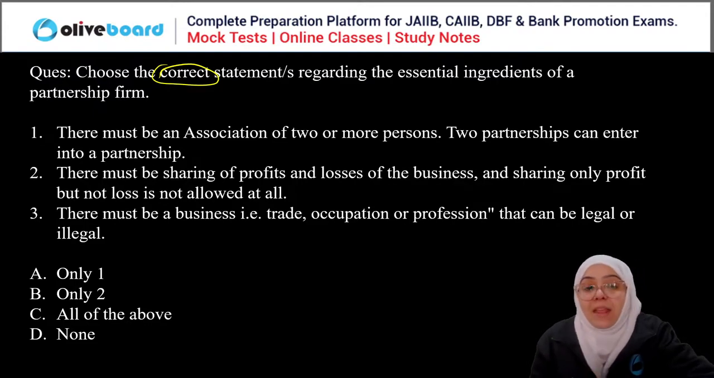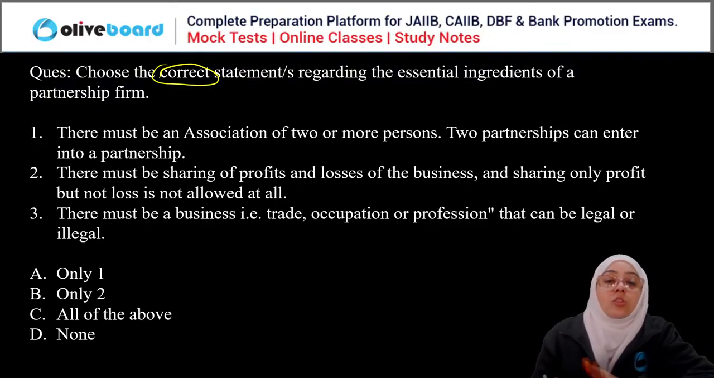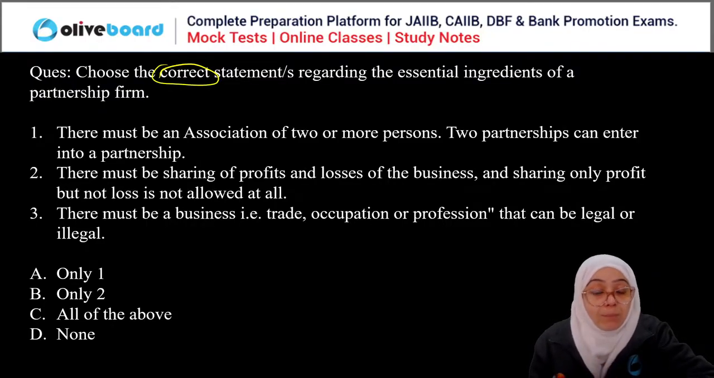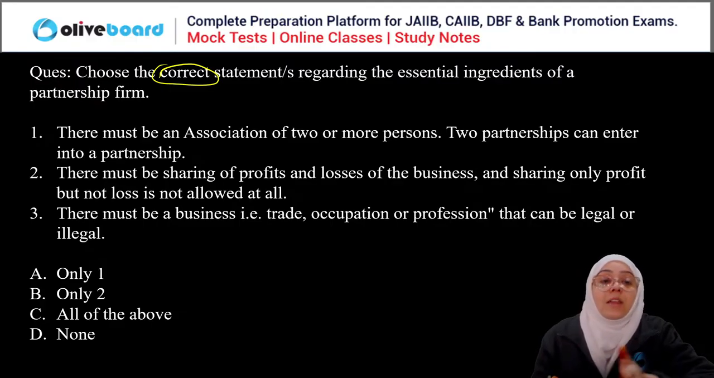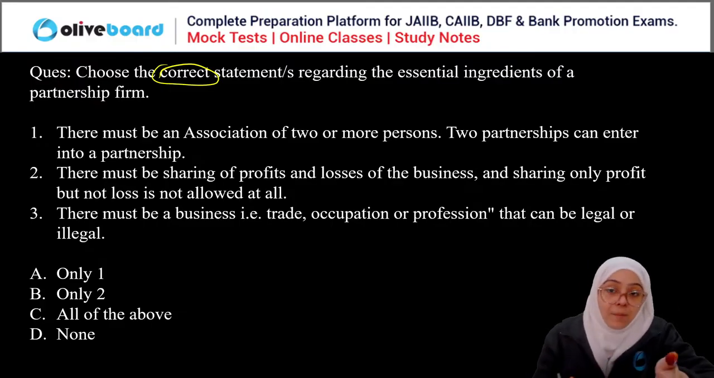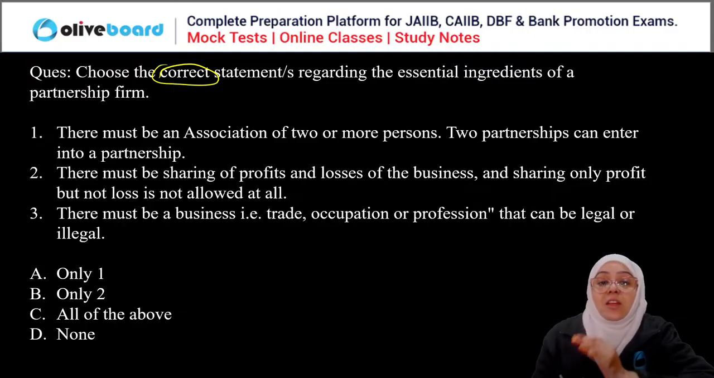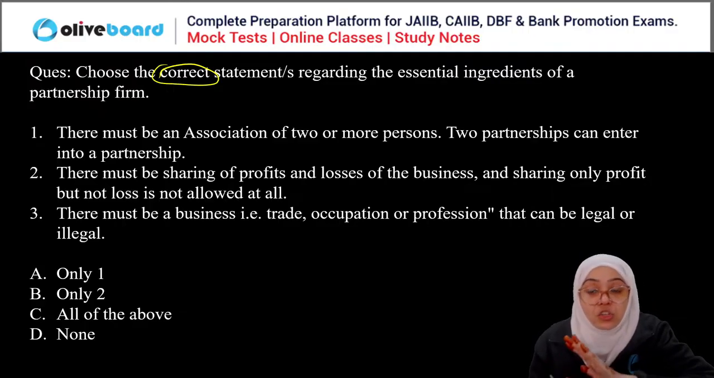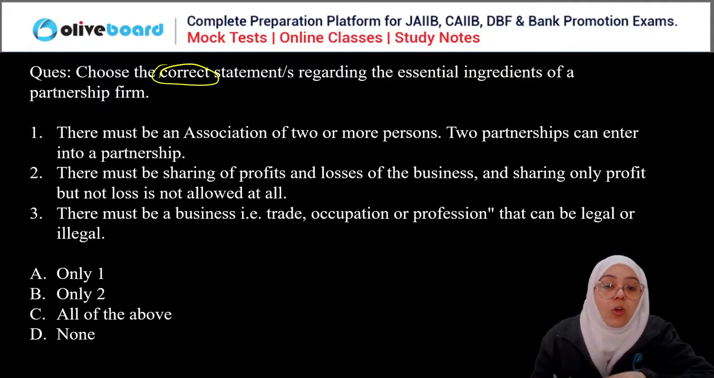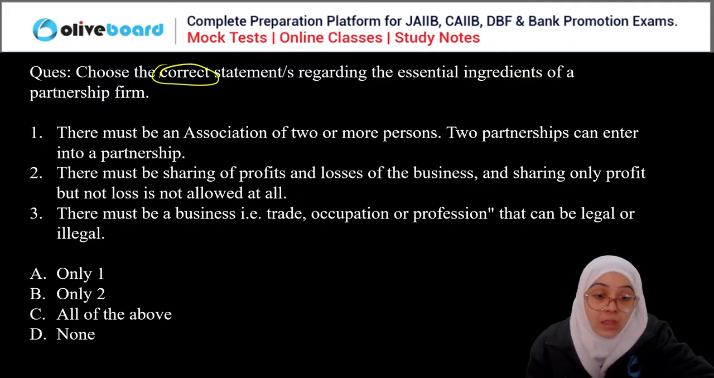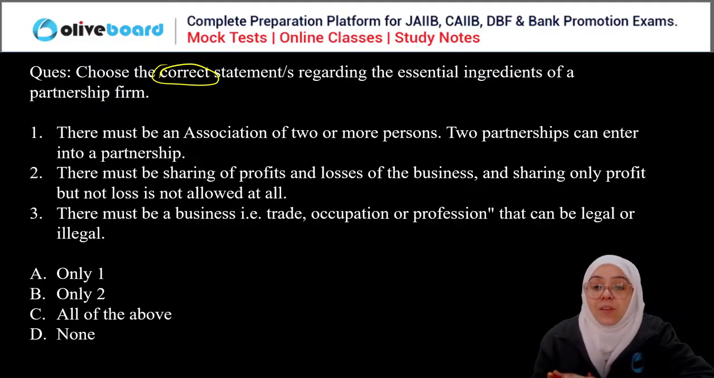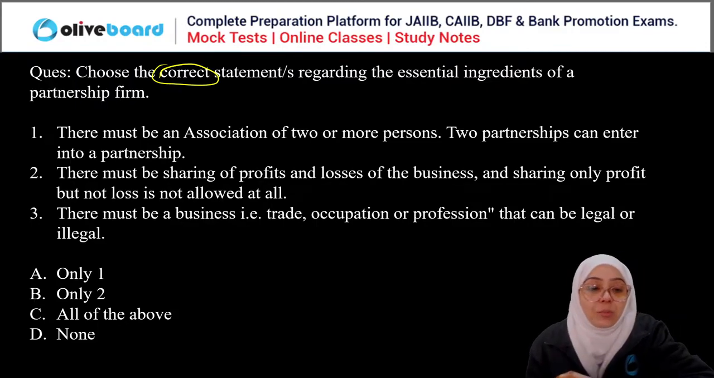There must be an association of two or more persons. Two partnerships can enter into a new partnership firm. There must be sharing of profit and loss of the business, and sharing only profit but not loss is not allowed at all. There must be a business, trade, occupation or profession, that can be legal or illegal. So you have to choose the correct statement here.